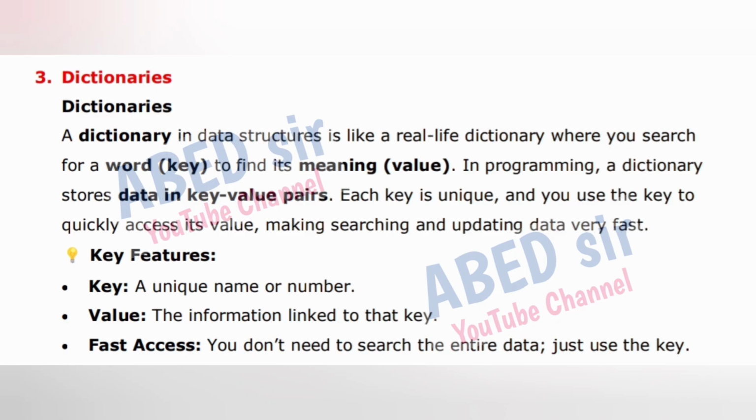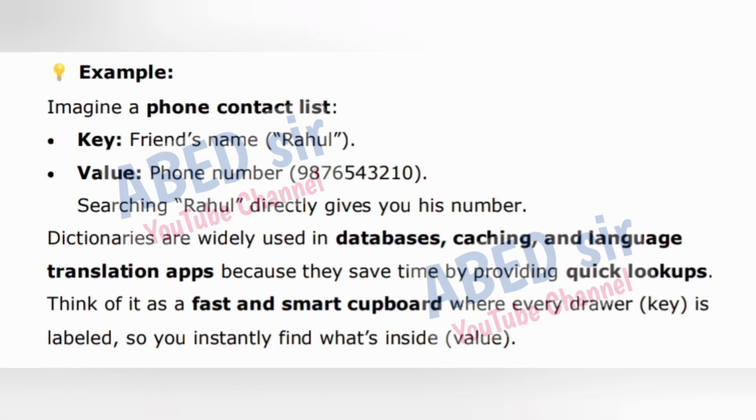Key features: key, a unique name or number. Value, the information linked to that key. Fast access, you don't need to search the entire data, just use the key. Example: imagine a phone contact list. Key, friend's name, Rahul. Value, phone number 9876543210.